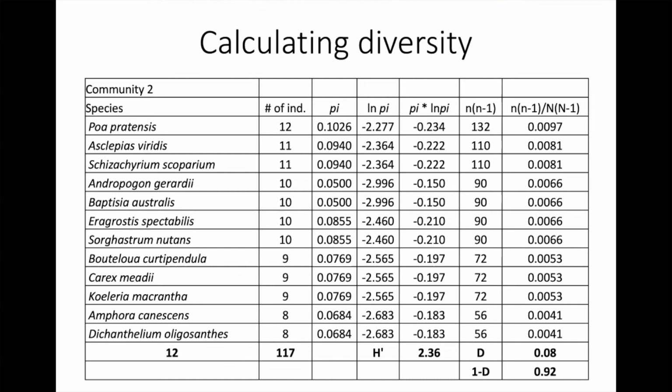You can also do the same thing here, where 12 times 11 gives you 132. So you can do that for all of them. And then all of that is divided by 12 times 11. And that gives you that number. 132 divided by 12 times 11 gives you 0.0097. Notice these numbers are all quite small. You add them up and you get a number that's between 0 and 1. That's your dominance, your Simpson's D index.